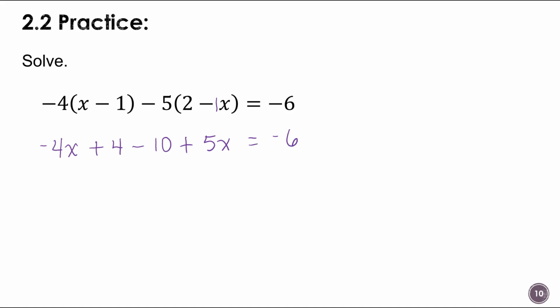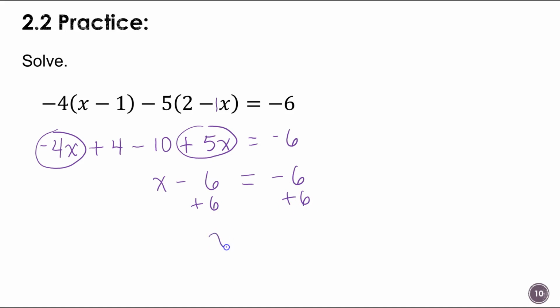On the left-hand side, we're going to simplify. So we're going to combine the negative 4x and the positive 5x, which will just give us a 1x. 4 minus 10 is negative 6. And then we're going to add 6 to both sides to isolate the x and solve this equation. And so x equals 0.